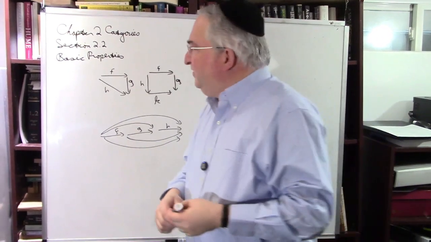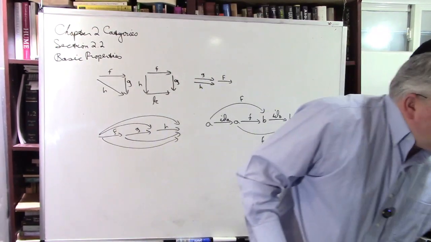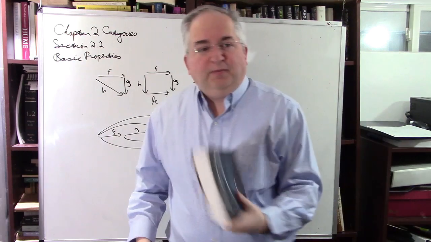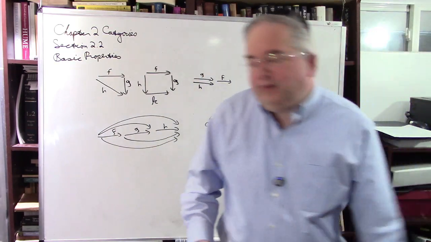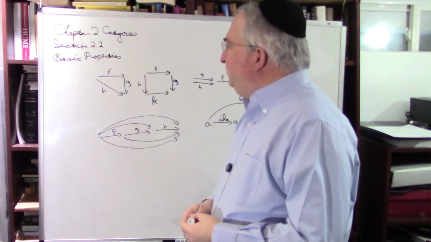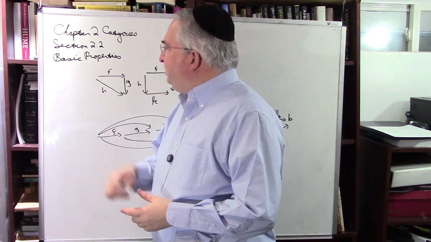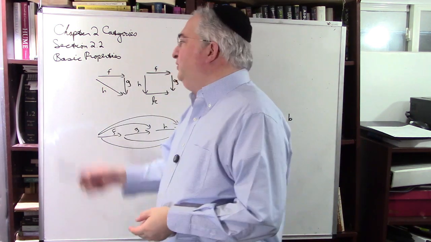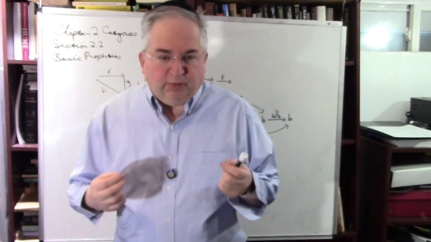Hello, my name is Nasniewski, and we're going through this monoidal category theory book. We're learning a lot about category theory. Okay, so we're up to chapter 2, categories. We're up to section 2.2, which is about basic properties. So let's go through it.